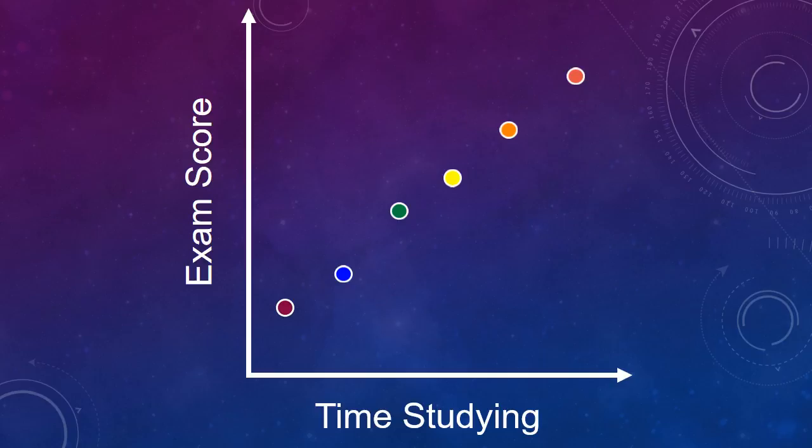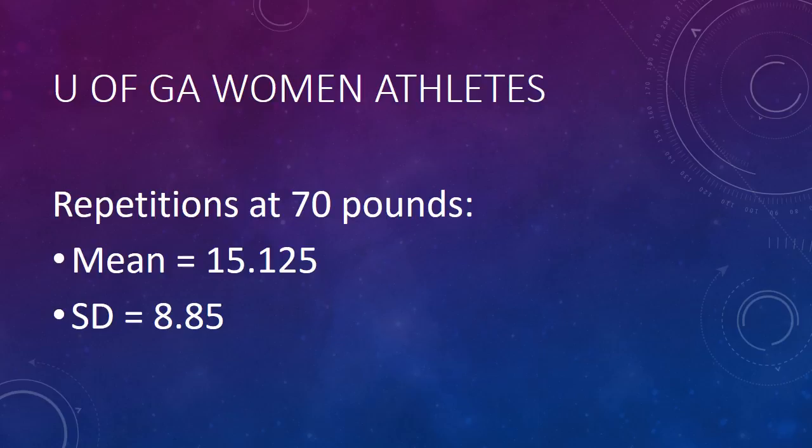At the beginning of the course, we asked two questions. What is a typical observation like, and how similar are observations? Suppose we wanted to predict how many repetitions a University of Georgia woman athlete could do at 70 pounds. What would be a reasonable prediction? What is a typical observation like? In the absence of any further information about an athlete, we could predict the number of repetitions using the mean of all athletes, 15.125 repetitions, since the mean is a measure of central tendency, or a description of what a typical observation is like.